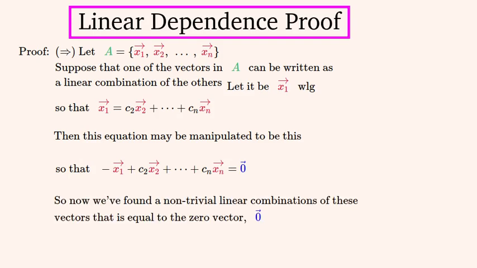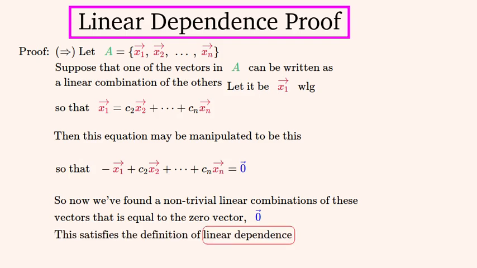This equation happens to be a non-trivial linear combination of these vectors that is equal to the zero vector. Or in other words, it's a linear combination of these vectors where not all of the constants are equal to 0. And this is the definition of linear dependence that we looked at earlier. So we've just proven that the set A is linearly dependent, and so we've just completed the first half of this proof.